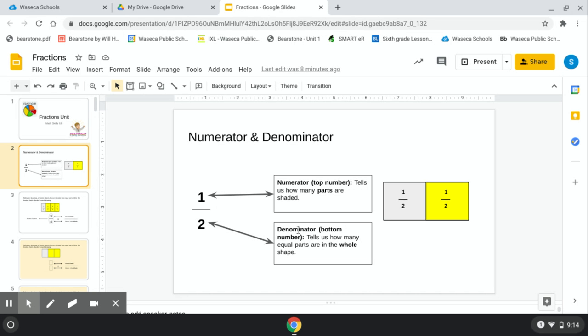And then our denominator, or our bottom number of the fraction, tells us how many equal parts are in the whole shape. So here's our whole shape. It is a rectangle. So the denominator is going to tell us how many equal parts this rectangle is split into. And I see it's split into 1, 2 equal parts. So 2 could be our denominator. And with 2 as our denominator and 1 as our numerator, our fraction would be 1/2.